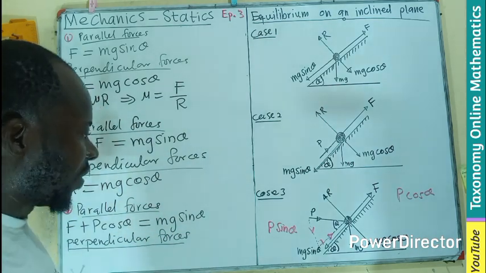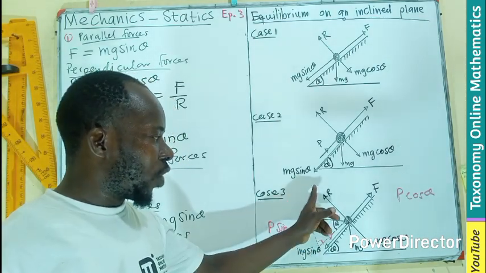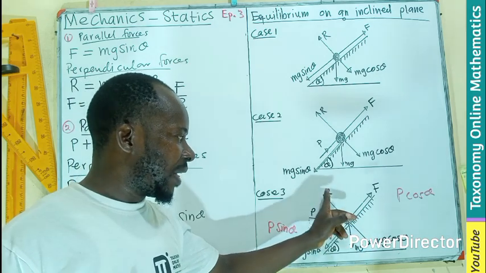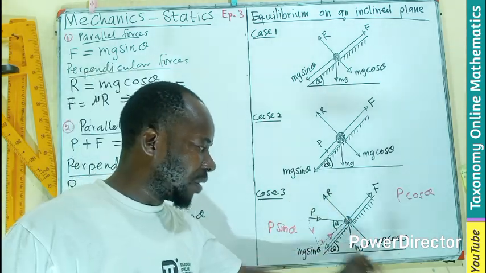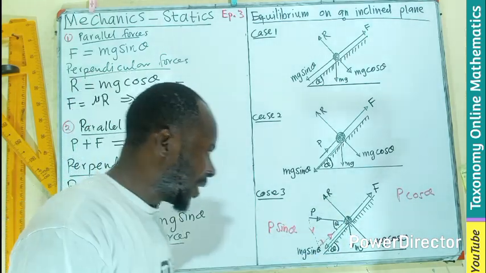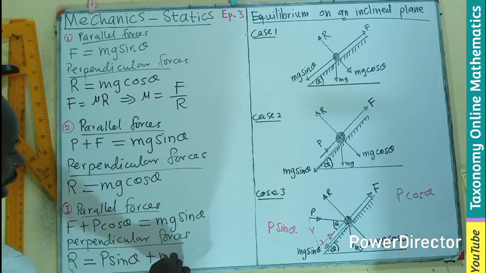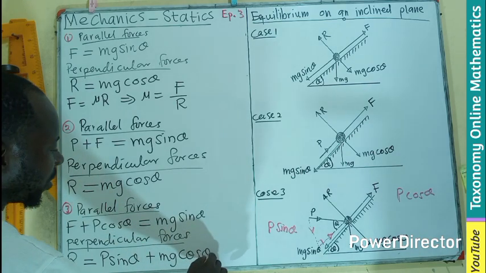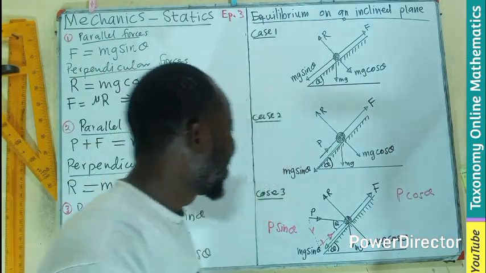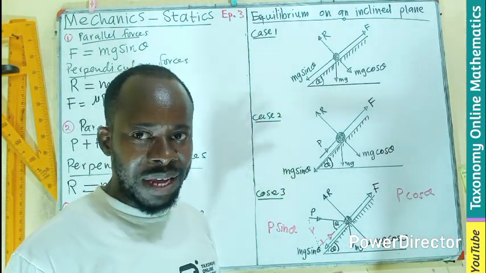Perpendicular to the surface. What forces are perpendicular? I can see this is perpendicular to the surface. The normal reaction is perpendicular to the surface. The opposite side of the normal reaction is also perpendicular, and this is moving downward. So the downward forces will be equal to the upward forces. So the normal reaction will be equal to P sine theta plus mg cos theta. All right. These are the resolutions of forces that are done on inclined planes.